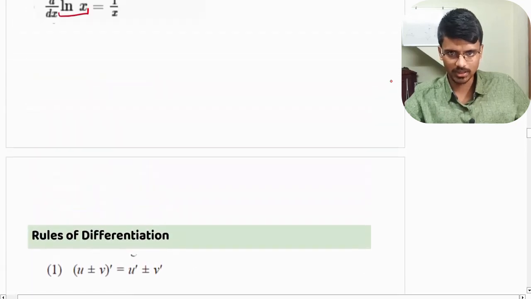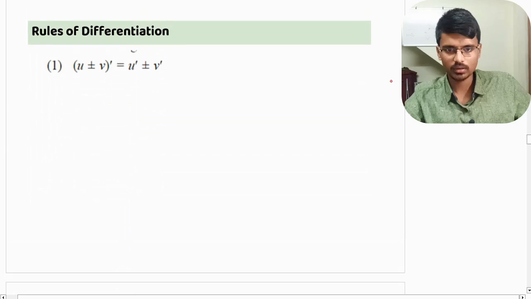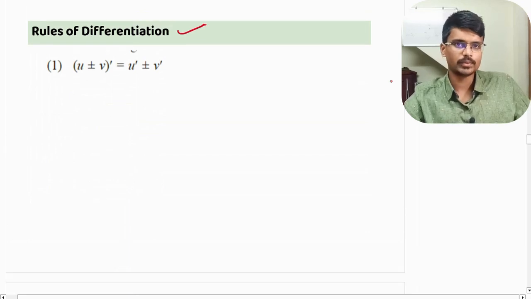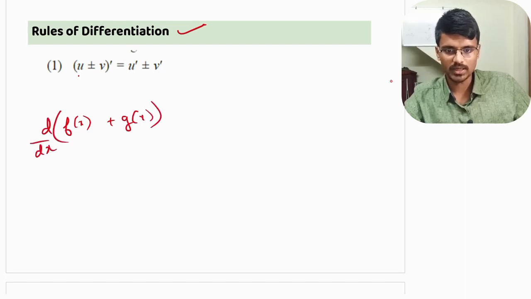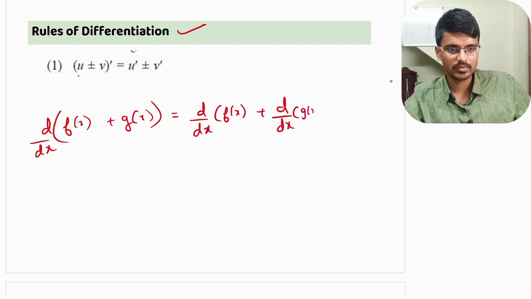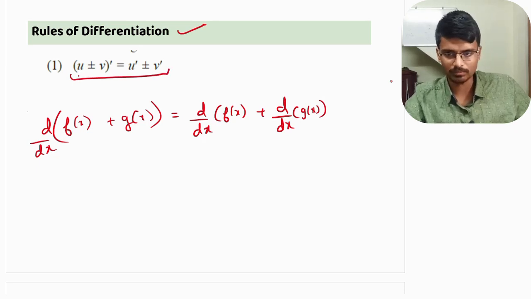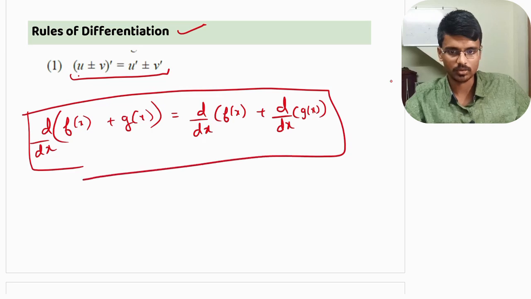Coming to the next part, it is very important. Rules of differentiation. Okay. So there are three basic rules. Say we have got two functions, u and v, u plus or minus v. The differentiation of that thing is, say we'll take an example. There is a function f of x plus g of x. So the differentiation of this will be nothing but differentiation of f of x plus differentiation of g of x. So u and v we are using so that it is easier to remember. Okay, so the meaning of that is this. I hope everyone is clear.